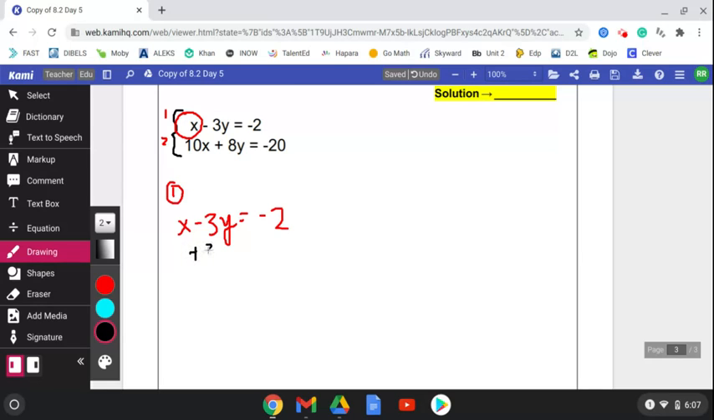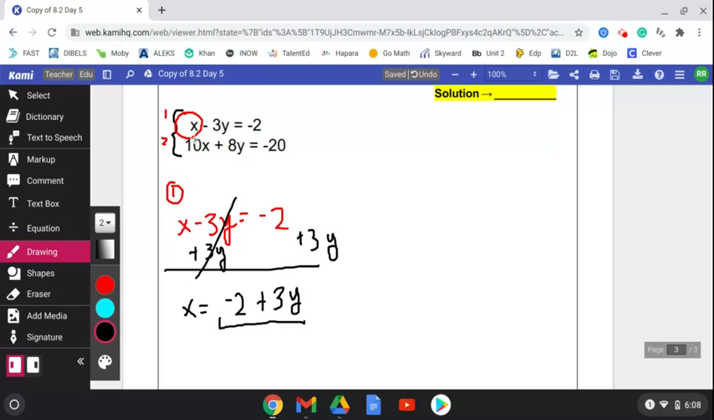So move the 3y to the other side by addition. That way those 3y's will cancel, negative 3y plus 3y. Those are gone, and so you have x equals negative 2 plus 3y. Okay, you can take this and plug it into the second equation.